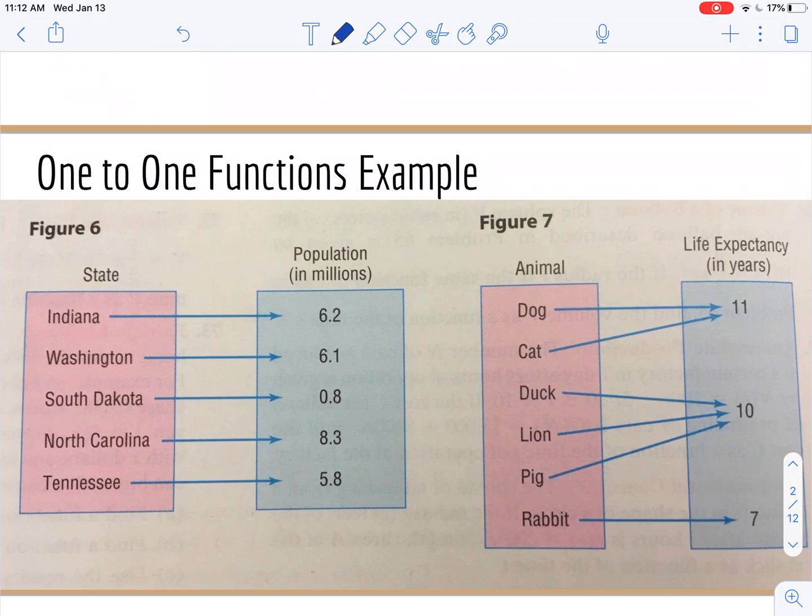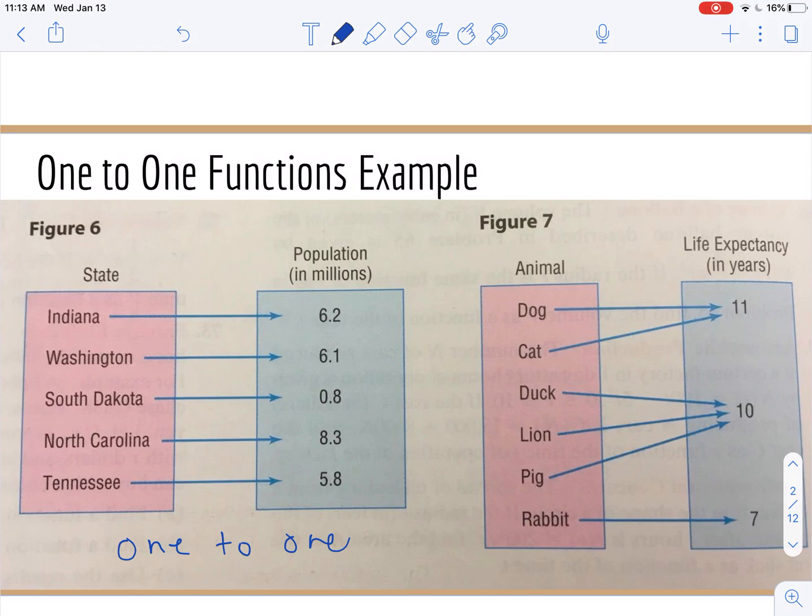So we've got our one-to-one functions example here. If we look at figure 6, this is one-to-one. Every input has an output, and exactly one output. And here's a good way to test one-to-one: if I give you an output and ask which state has a population of 6.2 million, you can tell me it's Indiana. There's no ambiguity there. You know that the only state with a population of 6.2 million listed here is Indiana.